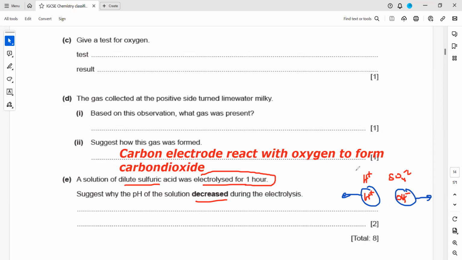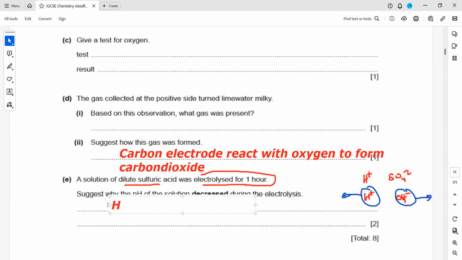So when it turns into concentrated sulfuric acid, the pH of a concentrated acid is much lower than the pH of dilute acids. What will happen when an acid is concentrated? It has a much lower pH, and it is more corrosive or more reactive as compared to a dilute acid. In the lab, for safety, we use a dilute acid. So what should be the answer here? When we electrolyze for 1 hour, what will happen?